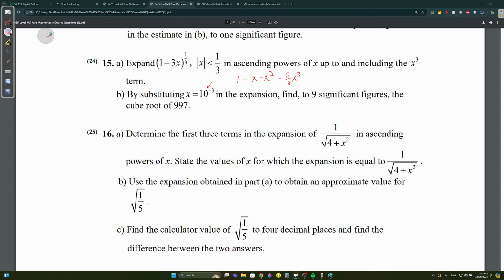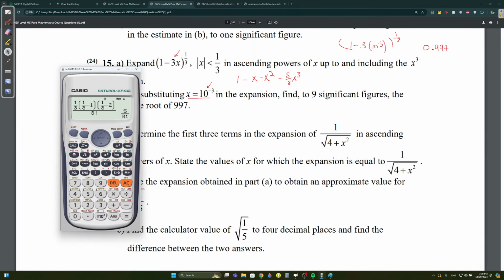What's the first step? When you're solving these types of questions, substitute x equals whatever, the first thing you do is go to your original equation and substitute what they want you to substitute, with the power of 1 over 3. When you put this in a calculator, 1 minus 0.003, you're going to get 0.997. So it becomes 0.997 to the power of 1 over 3.